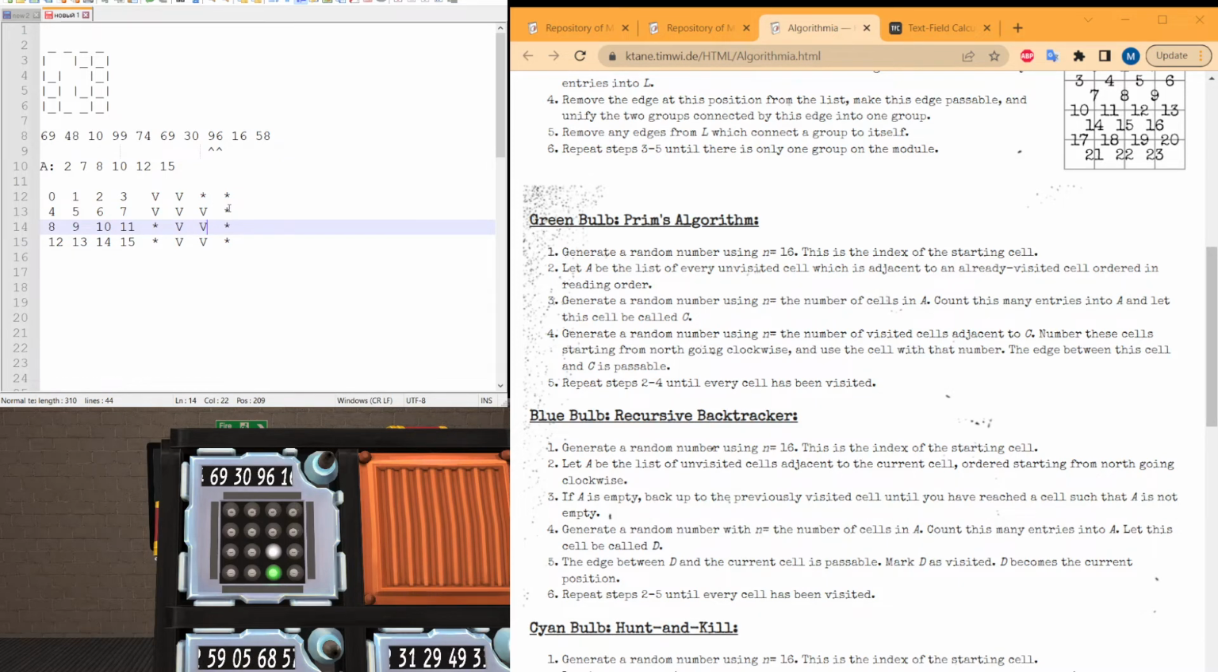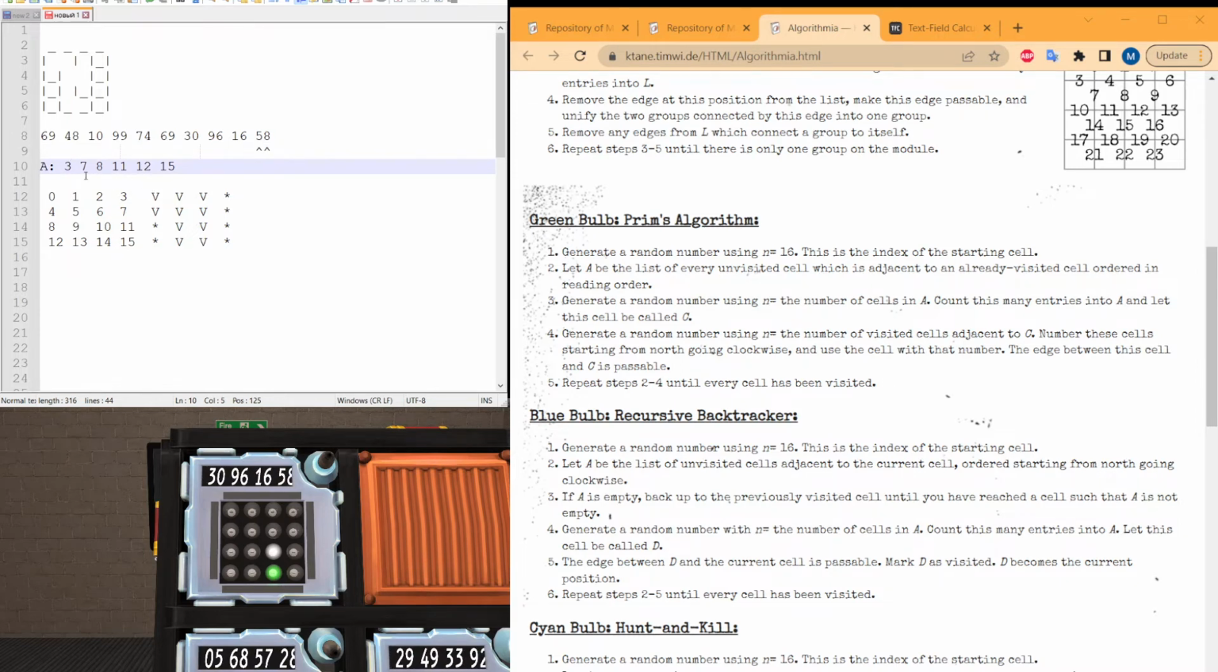Okay, now we have 2, 7, 8, 11, 12, 15. And 96 mod 6 is 0, so taking a look at the first cell. 2 has 2 adjacent visited cells. So 16 mod 2 is 0, which means this is 0, this is 1, so we're deleting the wall between these two. Okay, and now instead of 2 we have 3.